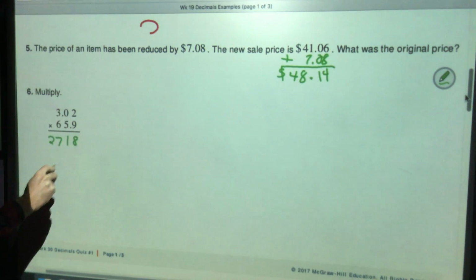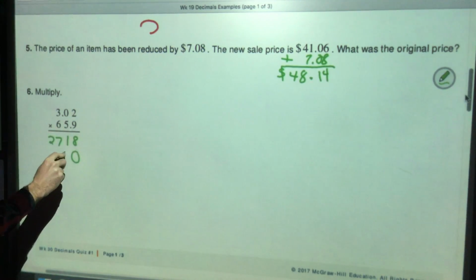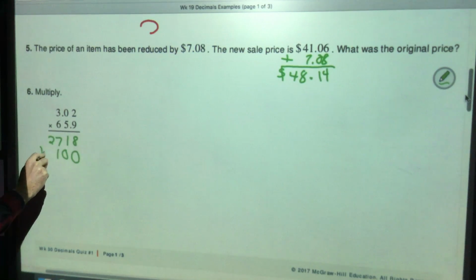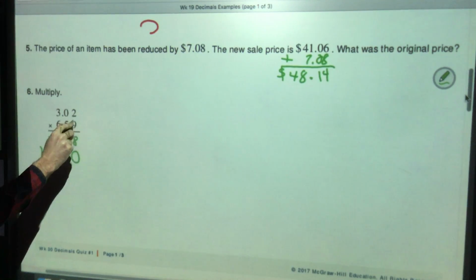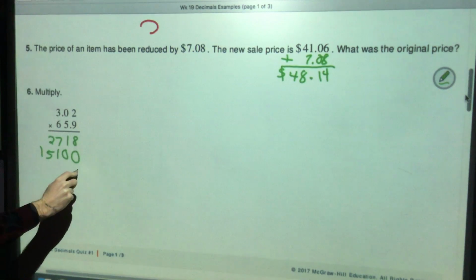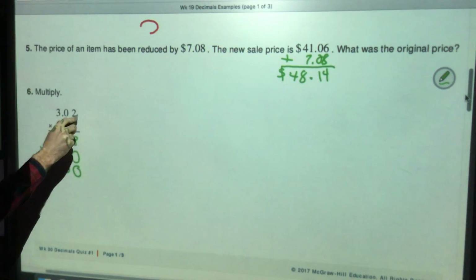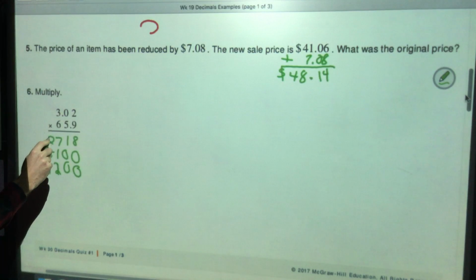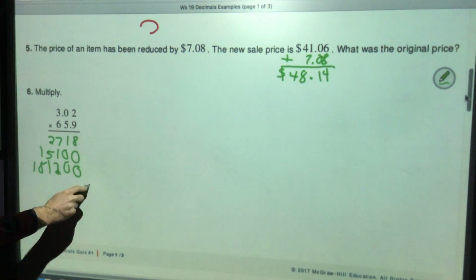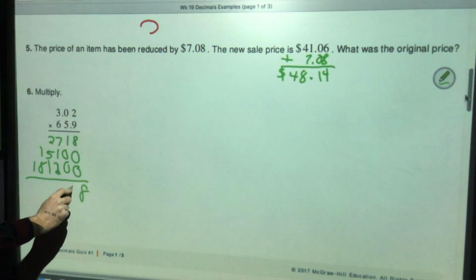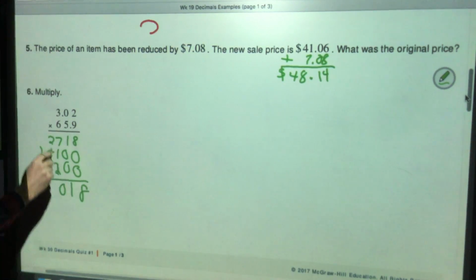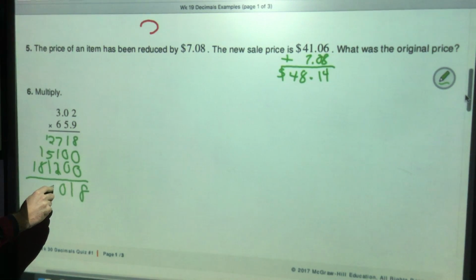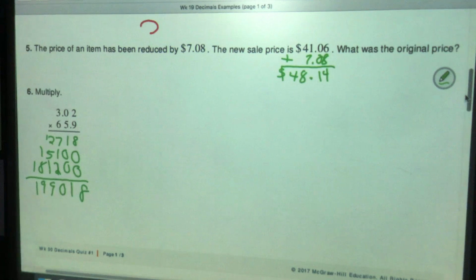9 times 302 is that. 50 times 302 is that. 6 times 302, or 600, 2 zeros. Now I have to add these together. Now I'm not doing a great job keeping it lined up vertically. Okay, so now that I have this, this is not my answer.